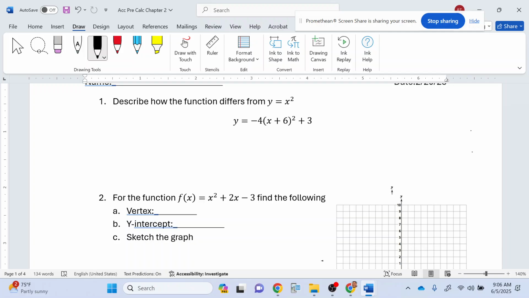So with that in mind, let's go through this. First off, we're going to talk about transformations. Generically, transformations look like this: y equals a times f of x minus h, plus k.